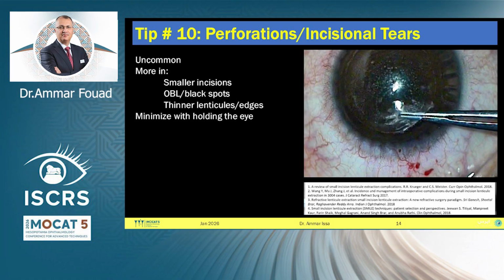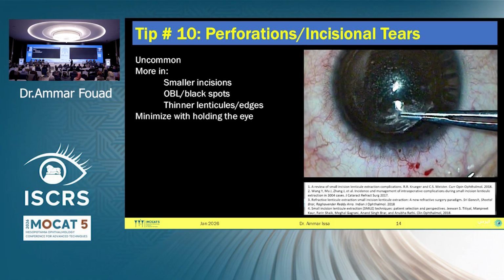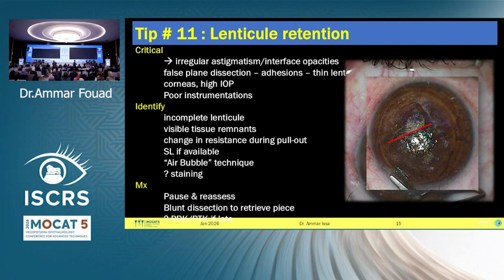Number 10, perforations or incisional tears. These are not common, but if you have thin lenticules, where the side cuts are not thick enough, sometimes you go through the side cut prematurely and you are left with certain tags of the lenticule. So I minimize these by holding the eye and adjusting the side cut in proportion to the amount of correction. Lenticular retention is something serious, so you have to be careful if you are not sure whether the lenticules are complete or not.